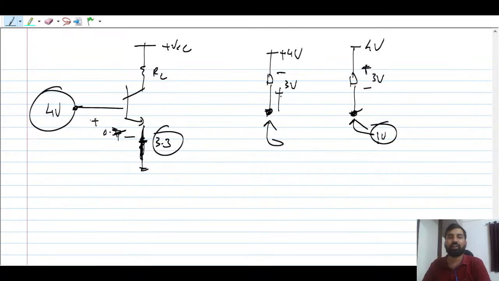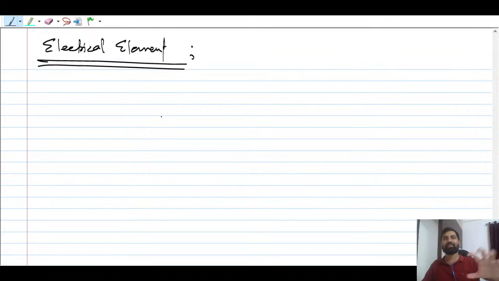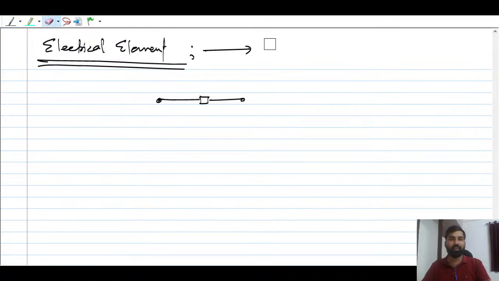Now we will talk about any electrical element. Suppose I'm talking about any electrical element, that element should always have two terminals. Any electrical element you talk about, there will be two terminals. So you can say that any electrical element should have greater than or equal to two terminals. Why are we saying greater than or equal to?